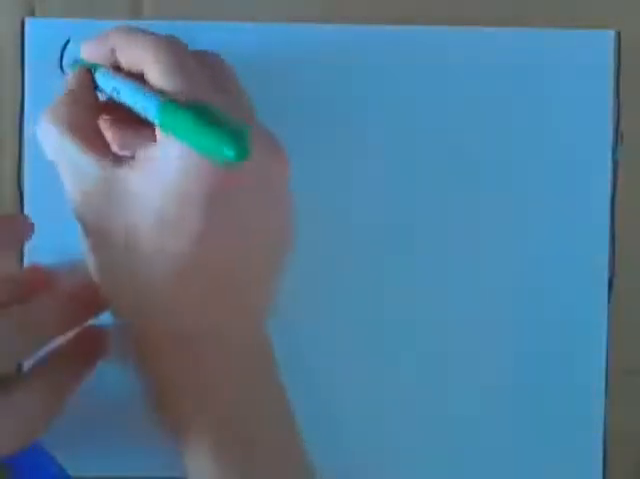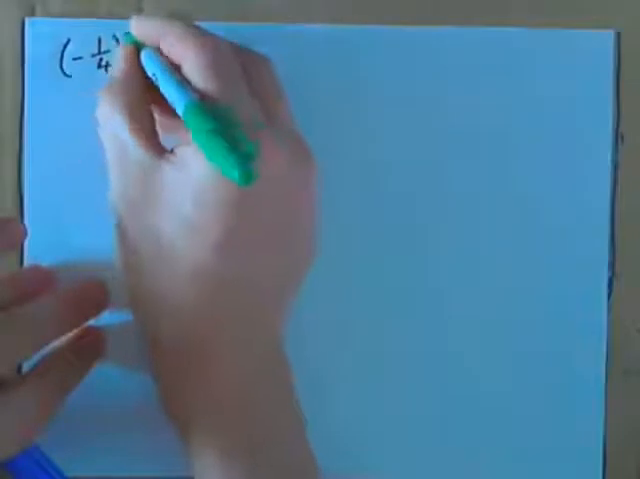So, you go ahead and do this one. Negative 1 quarter all squared.